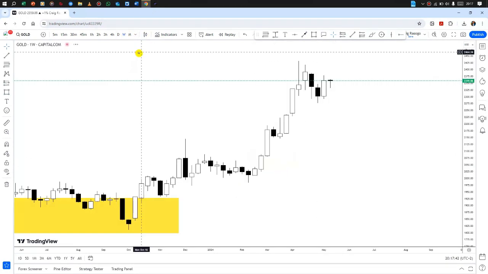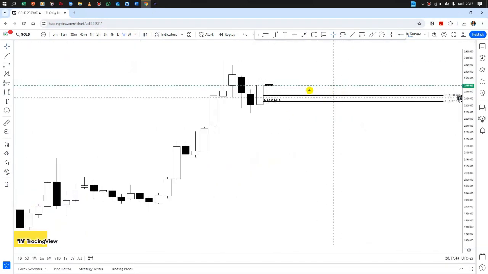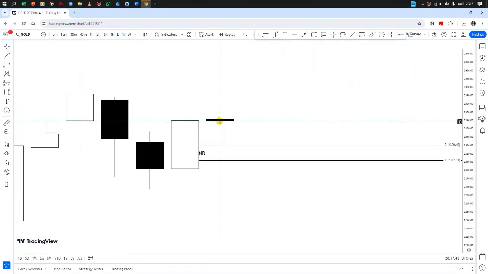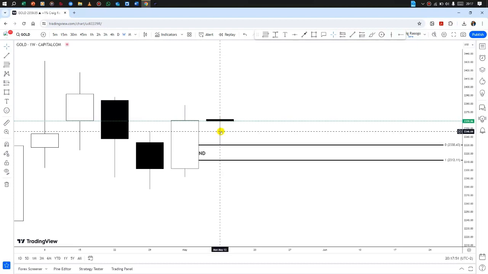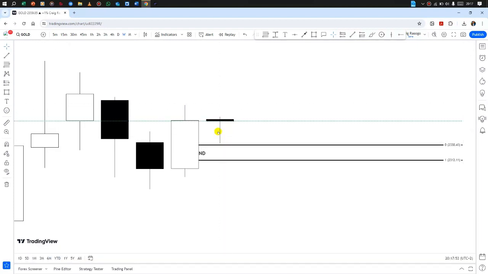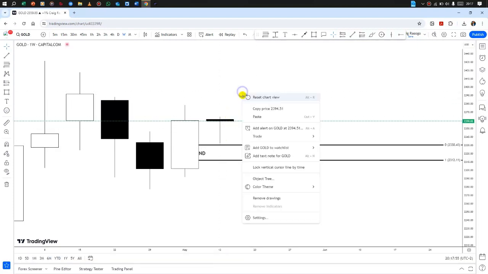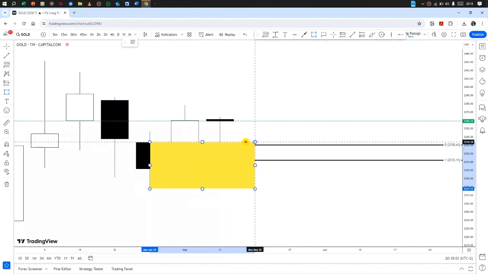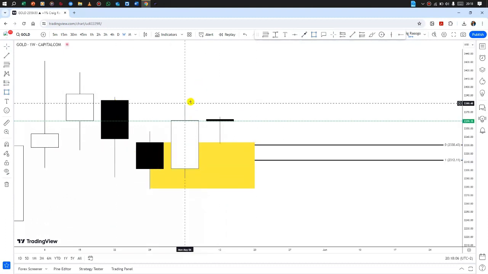On the weekly time frame, we can see that gold is currently rejecting to the upward side with this weekly candle here. This is the current week, and gold has been rejecting to the upward side. We want to know why it has been rejecting with this candle here. Which means we will say that there's a drop base rally demand zone here.